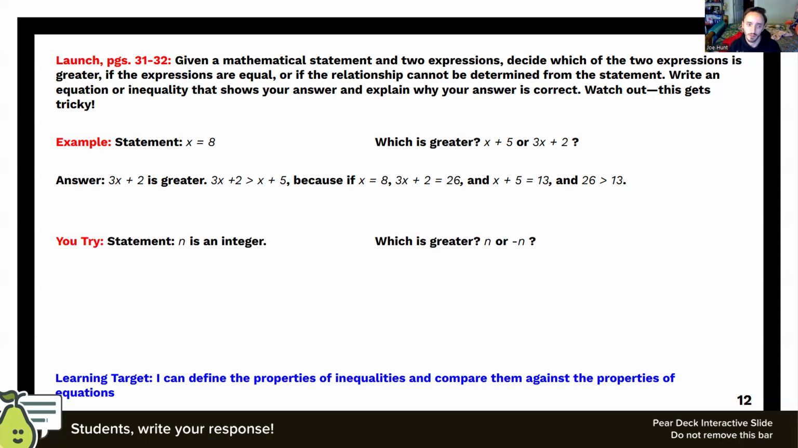We're going to do the same thing with this statement, that n is an integer number. And then we're trying to ask ourselves, which is greater? Is n greater or negative n? I want you to maybe think about this one too. If n is an integer, so like a whole number with a positive or a negative out in front of it, which one's greater, n or negative n?